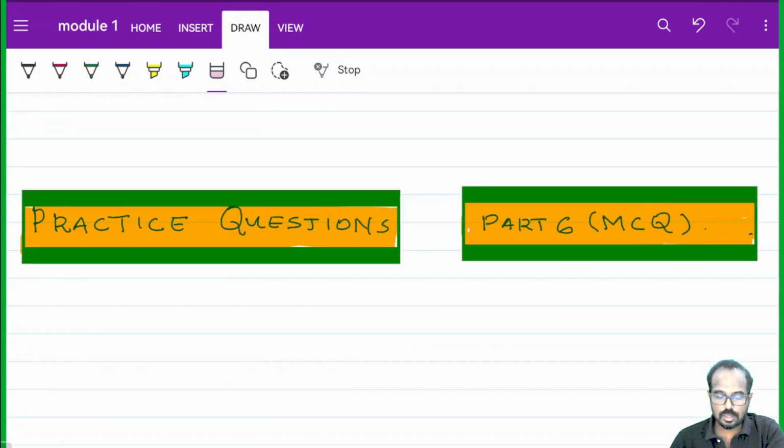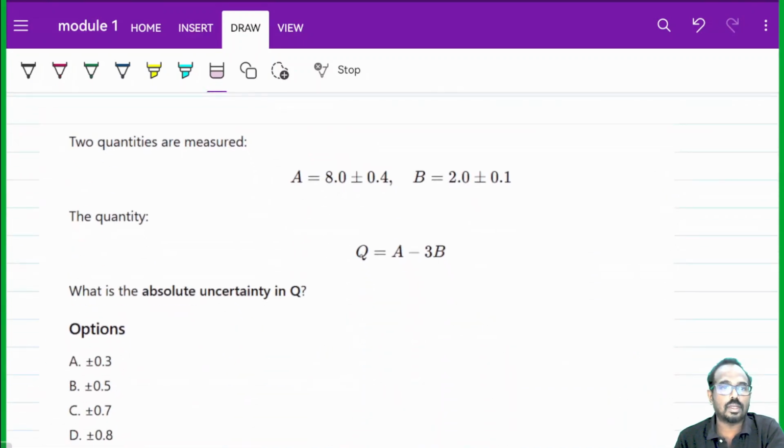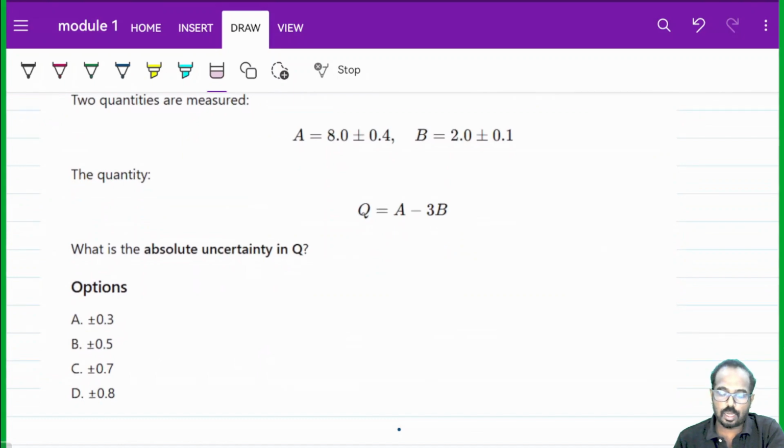Let's start the class. First question. Two quantities are measured, A and B. The measured value is given with its absolute uncertainty, and it is used to calculate a quantity Q equals A minus 3B. What is the absolute uncertainty in Q? Pause the video and try to do it by yourself. Now I am going to solve this question.